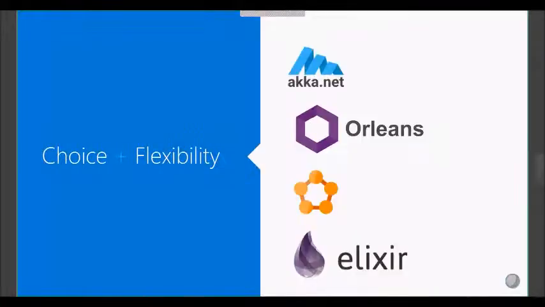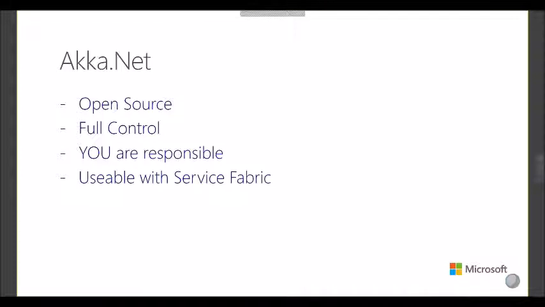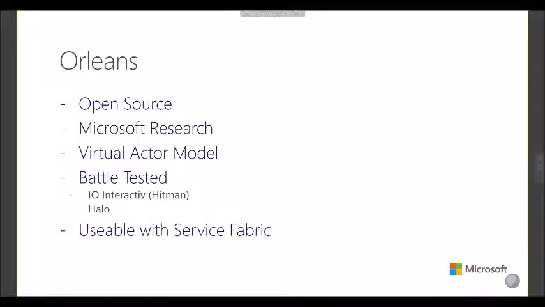To implement that, you have a lot of choice. You can use several frameworks and host them in several different environments. You can use Akka.NET or Elixir, where everything is an actor basically. Akka.NET is an open source framework where you have full control, obviously, over everything, but you are also responsible for hosting it and maintaining it, and it can be used with Service Fabric. And we have the project Orleans, which is the Microsoft Research approach to the actor problem. It has been tested with several projects at Microsoft, like Hitman or Halo, which are running on the actor model, and it's also runnable on Service Fabric.